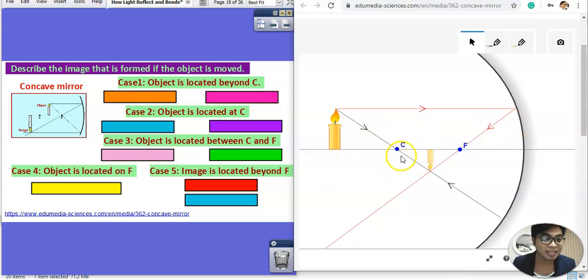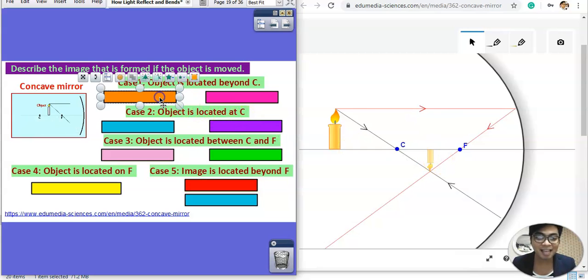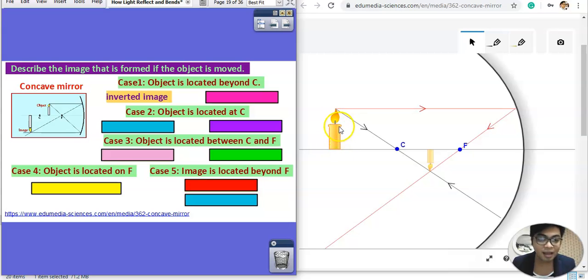Well, the image is between the C and the F. It is inverted. It means it's not of the same position, just like this one. And of course, is it big or small? It's reduced in size. It means it's smaller.